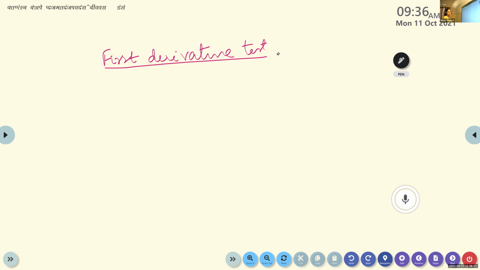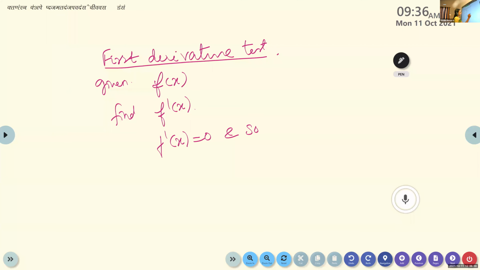Very rarely we use it. So sometimes, if they ask one more question, be ready to answer. But usually we do it with the second derivative. In the first derivative test, we are given f of x. Given f of x, what do we have to do? Find f dash of x. Next step, equate f dash of x to 0 and solve for x.